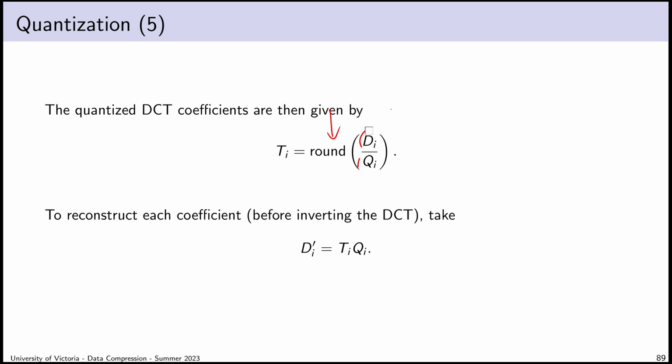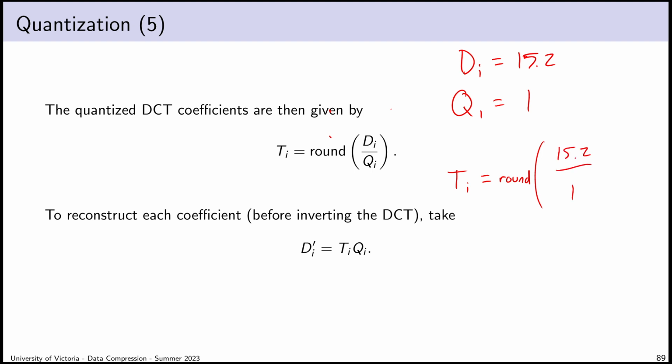So let's suppose that my DI is equal to 15.2. And suppose now that QI is equal to, well, let's start with something easy. We'll start with 1. In that case, TI is going to be equal to the result of rounding. I don't think there's a symbol we can use for that, so we'll just write the word round. I want to round 15.2 over 1 to an integer, which means I get 15.